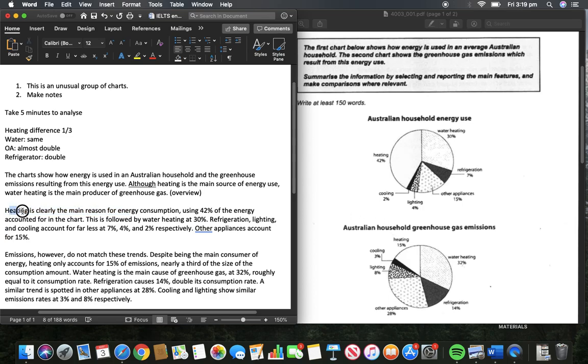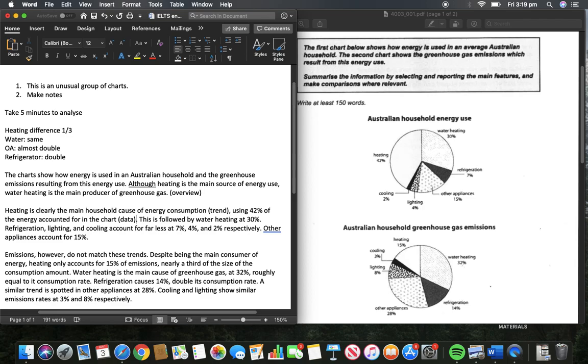Now, heating is clearly the main reason for energy consumption. Oof, that is ugly. I wrote that a little too quickly. So I'd say maybe a little bit better is clearly the main household cause of energy consumption. Okay, now what we're doing here, we've got the trend. All right, now this is super important. Trend, and then using 42% of the energy accounted for in the chart. Data. That is your second point after the overview.